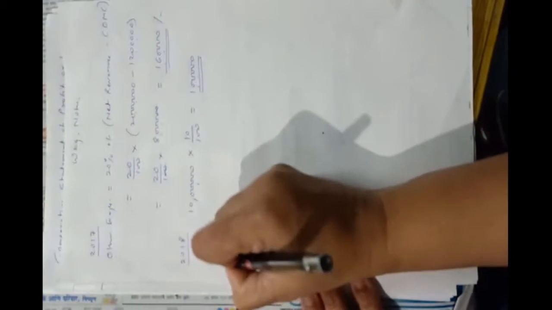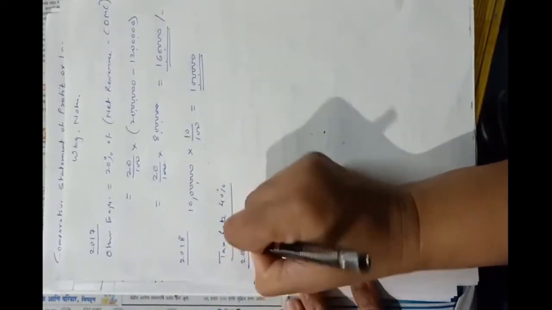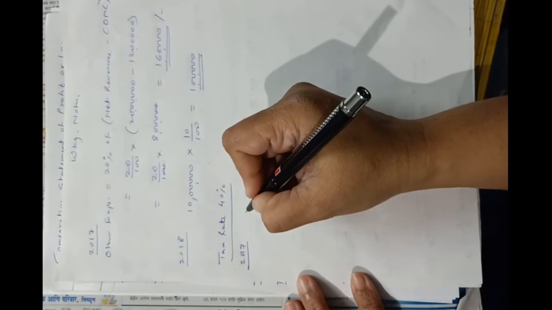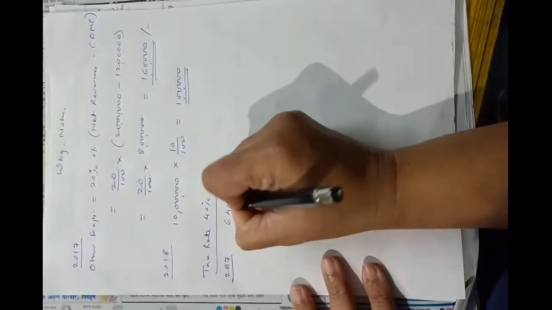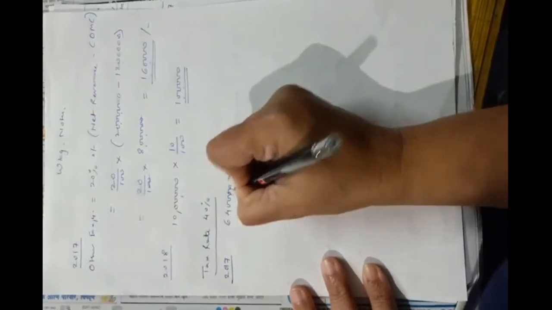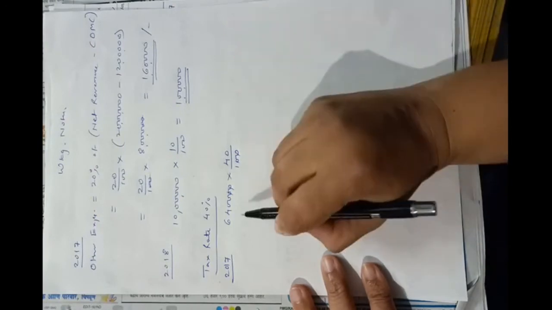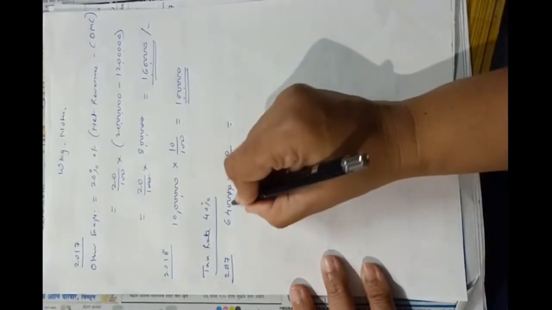I will show you on the working note paper. I will show how to calculate the percentage. Tax rate 40%. So for 2017, 6,40,000 into 40 upon 100. These zeros will be cancelled against these two zeros, and now 6,400 into 40. Okay, so 1, 2, 3 zeros.